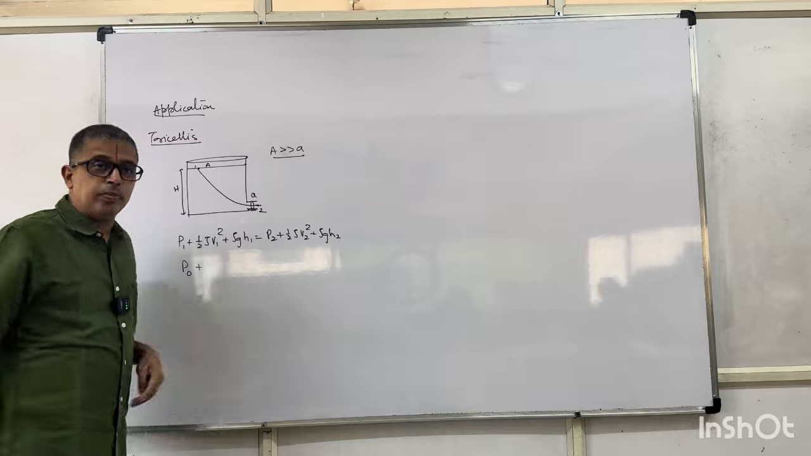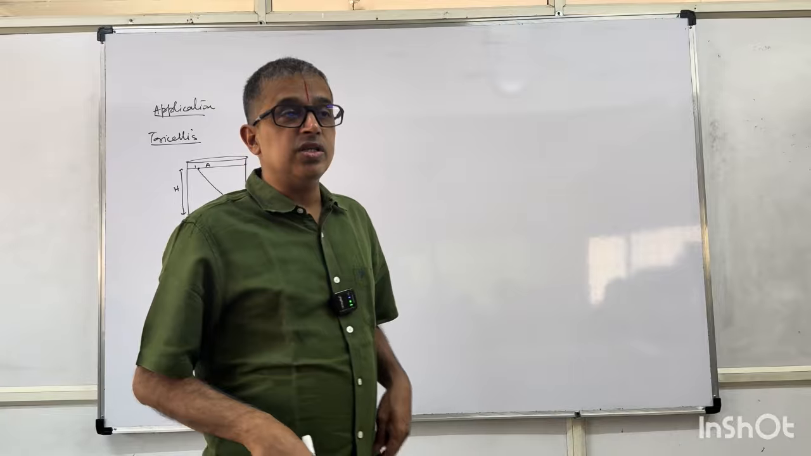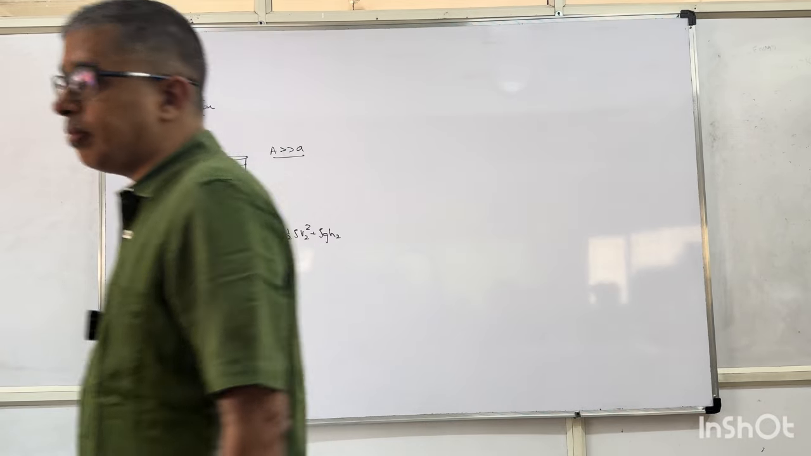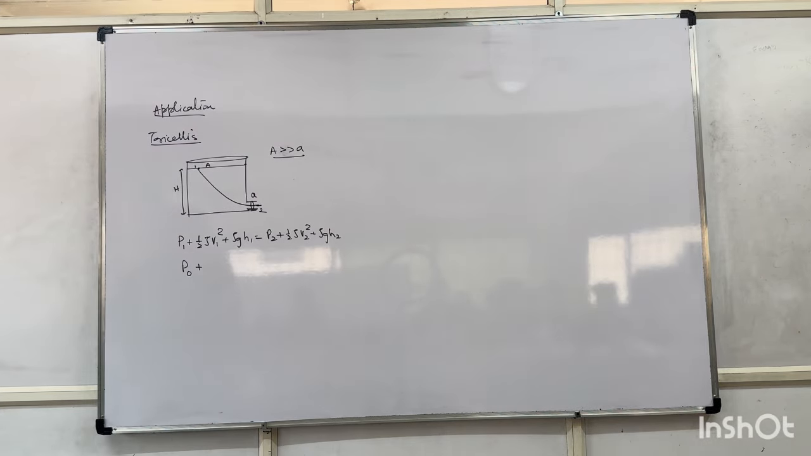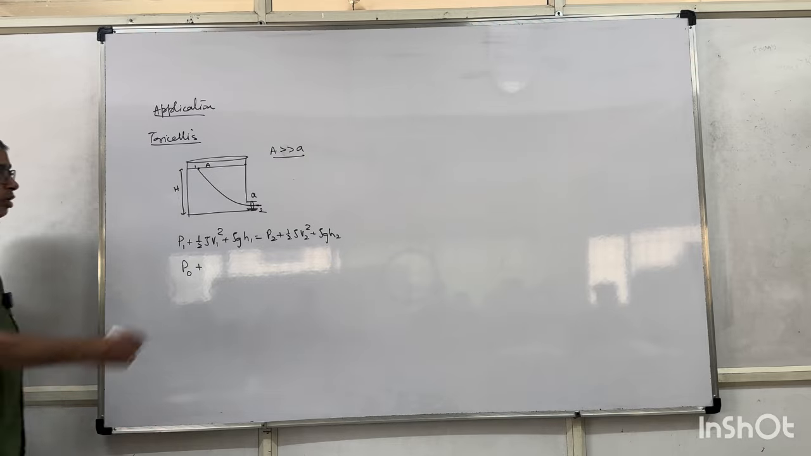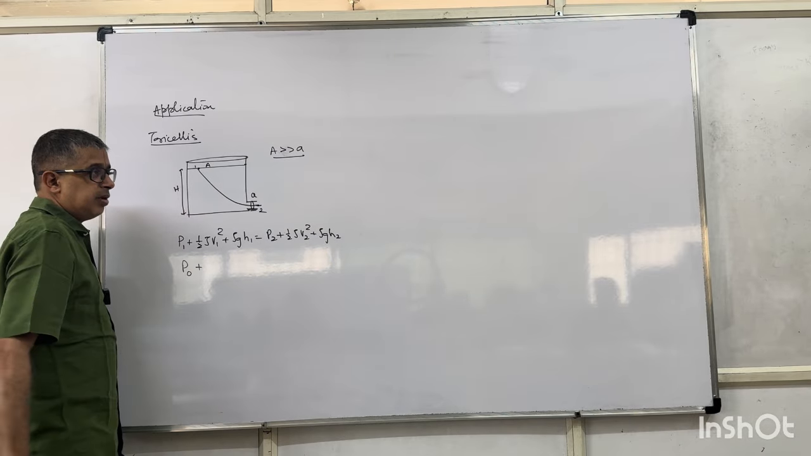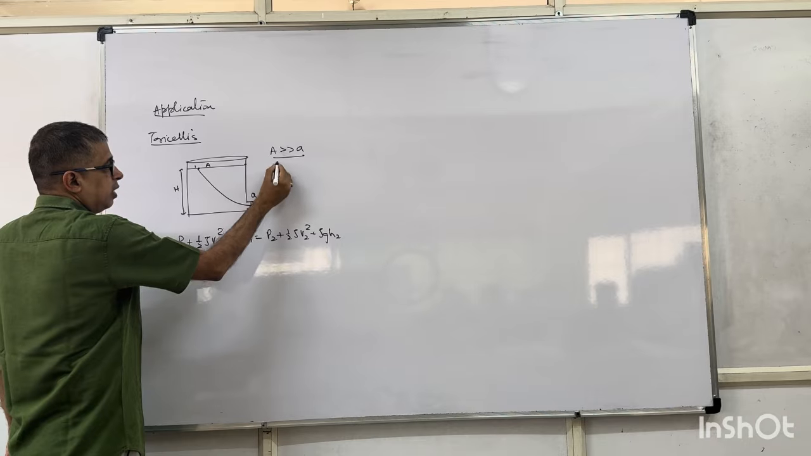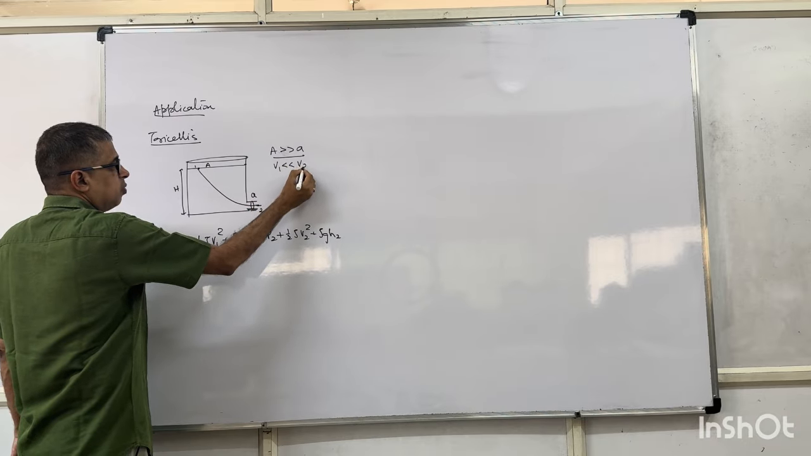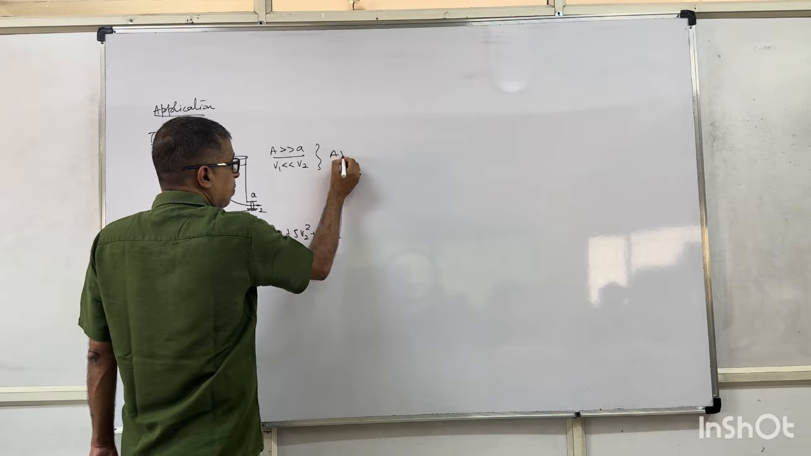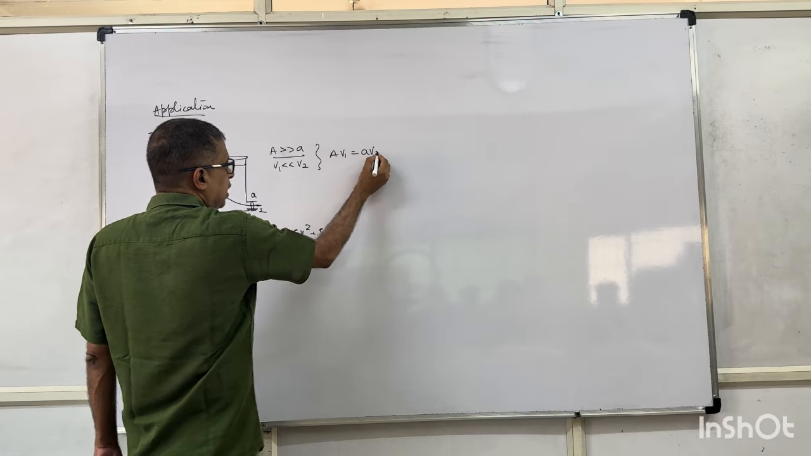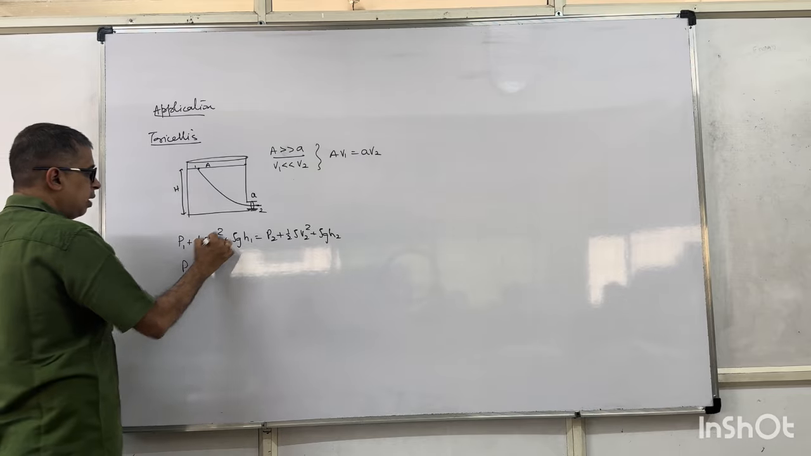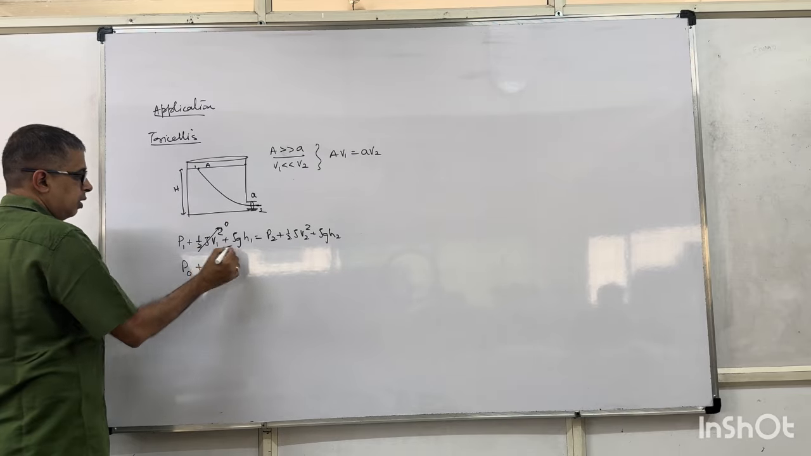Please listen to the approximation, it's important. If this approximation is not valid, then you cannot directly apply Torricelli's theorem. Always search for this approximation in the question. So, if capital A is much greater, V1 is much lesser than V2, simply because capital A into V1 is small a into V2. So this will be negligibly small.